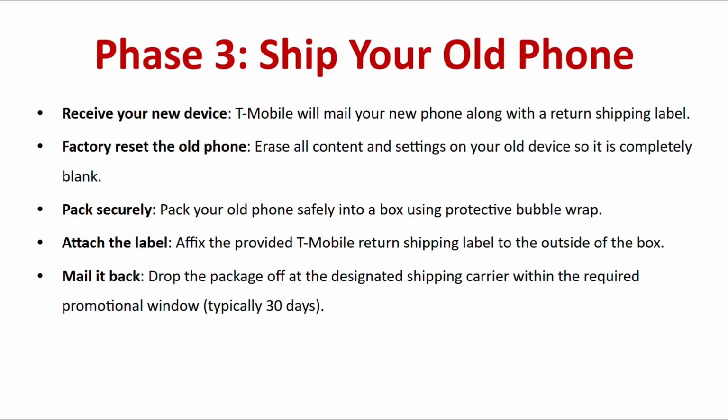Phase 3. Ship your old phone. Receive your new device. T-Mobile will mail your new phone along with a return shipping label. Then factory reset the old phone. Erase all contents and settings on your old device so it is completely blank.